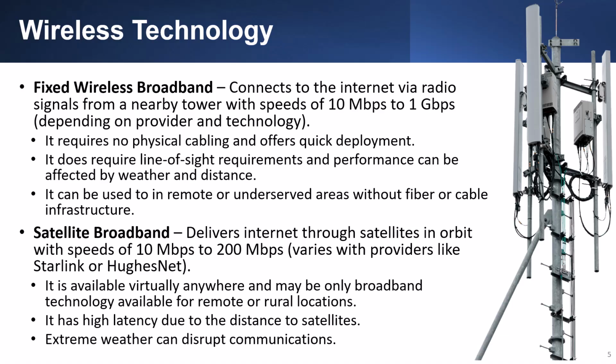Satellite broadband delivers internet through satellites in orbit with speeds of 10 megabits per second to 200 megabits per second and varies with providers like Starlink or HughesNet. It is available virtually anywhere and may be the only broadband technology available for remote or rural locations. It has high latency due to the distance to satellites. Extreme weather can disrupt communications.